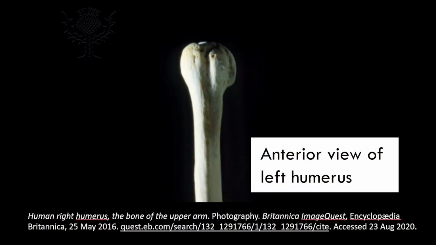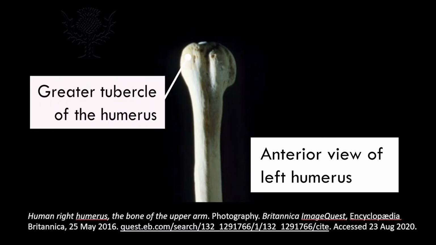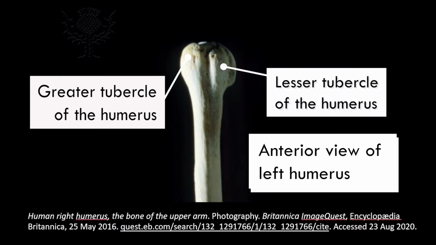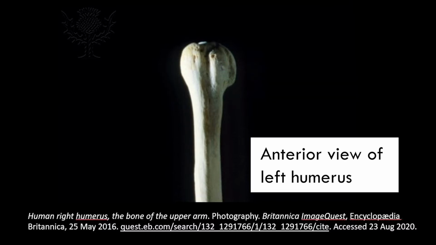Okay, so you've got this larger one right here. This is the greater tubercle of the humerus, the greater tubercle. And then the smaller bump right here is the lesser tubercle of the humerus. Right in between them, there is this groove right here, this narrow indentation.